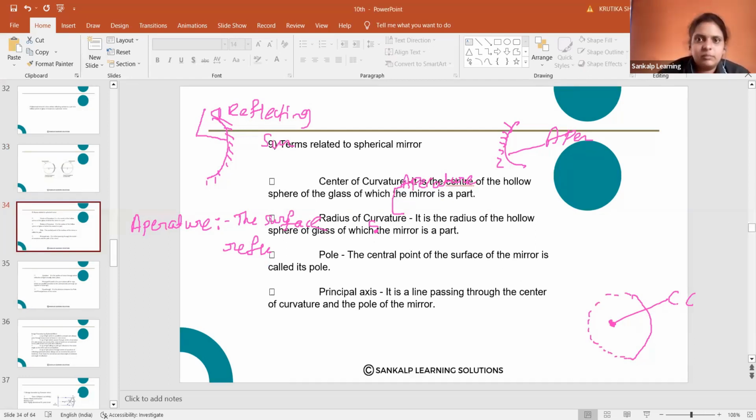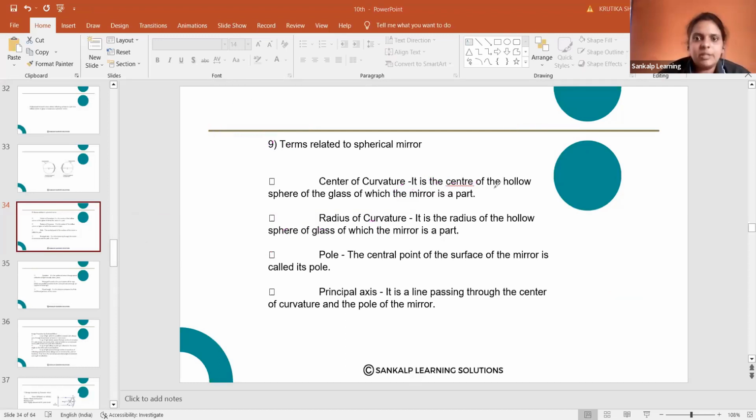Yes. Center of curvature. It is the center of the sphere of glass of which the mirror is a part. So if you consider the sphere here, whatever the center is there, this center is called a center of curvature. Its center of curvature will create the part of the reflecting mirror. So this is called a center of curvature. I hope this is clear to you. Center of curvature is nothing but the center of the sphere which forms the reflecting surfaces.